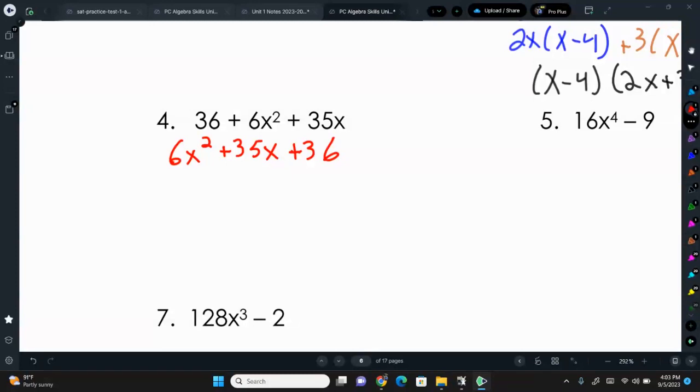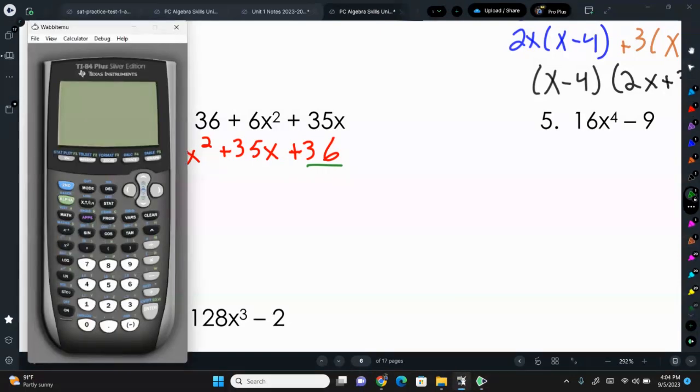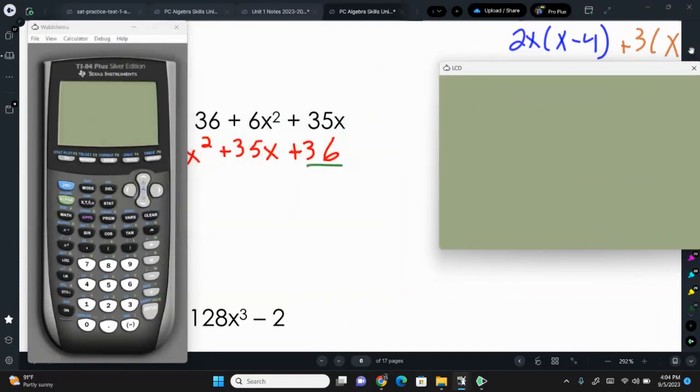Then I say, is this a perfect square trinomial? Can I take the square root of 6x squared? No, I can't. The square root of 6 is not a whole number. So now I'm going to have to do what I did in number 2, guess and check, or say, what two numbers multiply to 6 times 36, which is 216, but add to 35?